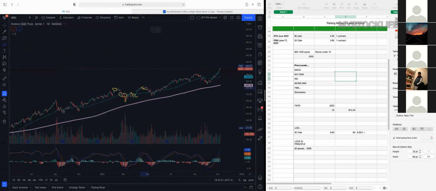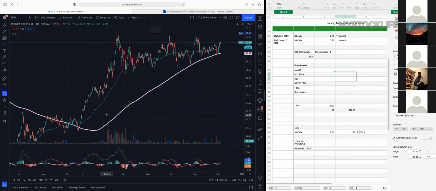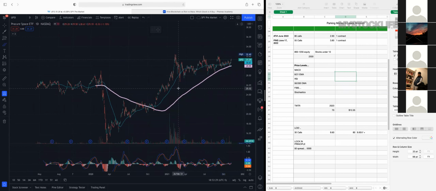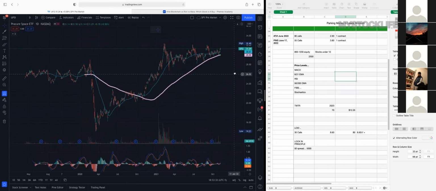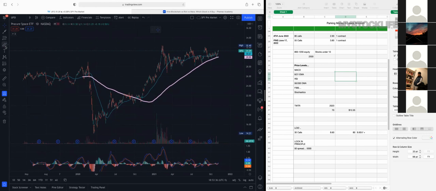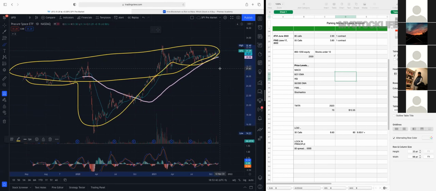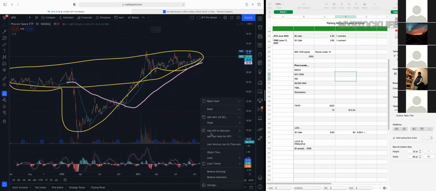UFO ETF. Procure Space ETF. Okay, so this looks pretty good. It looks like an IWM chart. So IWM is another one that you can keep an eye on. It's a little expensive though. But UFO, I mean, this is a signal. I think it's made a little spaceship kind of pattern, an inverse head and shoulders. So it might break out soon.